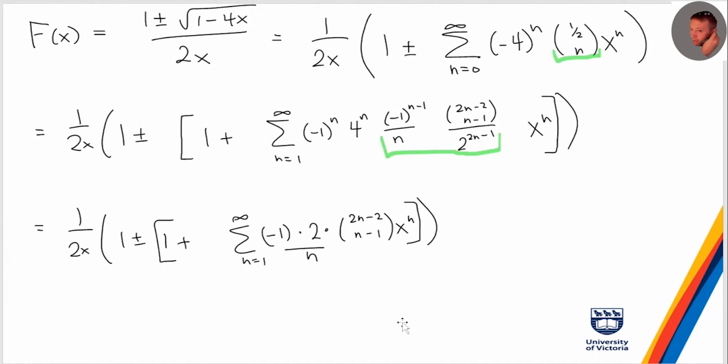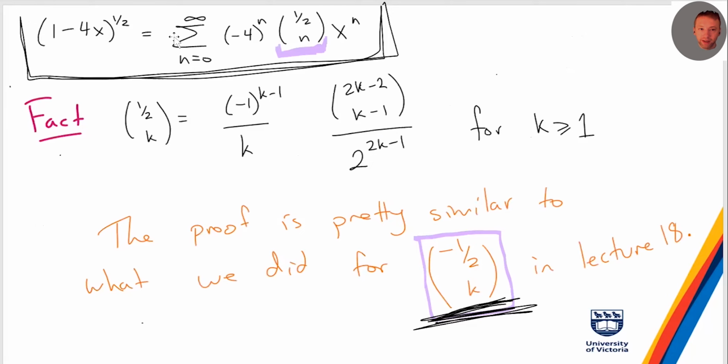So this is going to help us compute f of x, or the coefficients of f of x. This is what we wrote before, that f of x is equal to this plus-minus thing: 1 plus or minus the square root, over 2x. Let's take out the 2x. Then we just get 1 plus or minus the sum, n equals 0 to infinity, of (-4)^n, writing out this square root thing again, (1/2 choose n) x^n, and we've worked out what 1/2 choose n is. So we can substitute in that formula from this slide here.